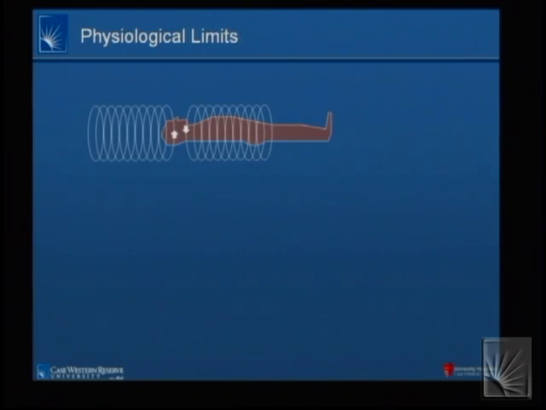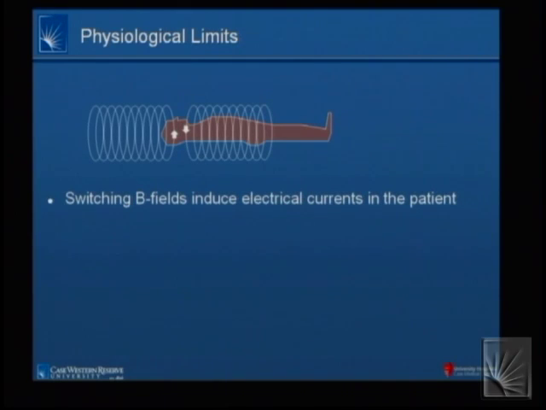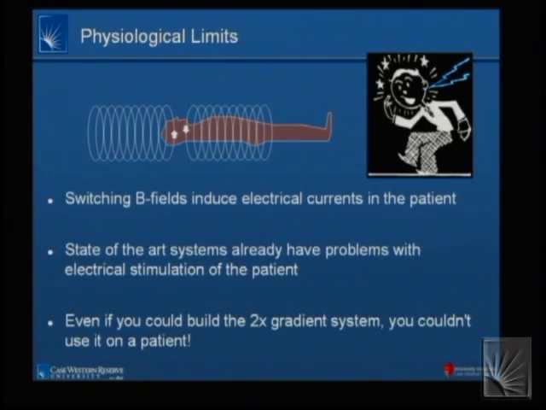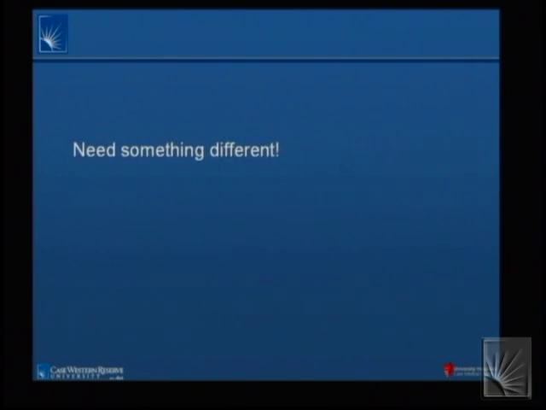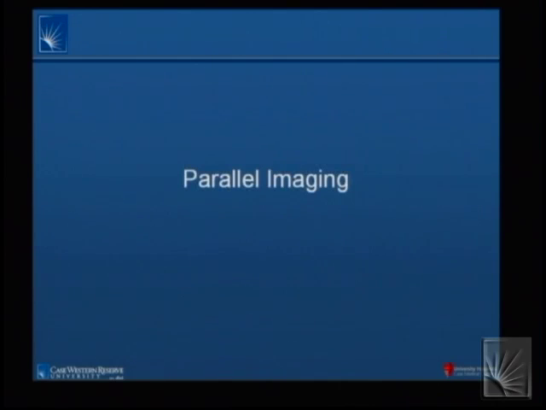And finally, we get to the physiologic limits, and that is that the switching magnetic fields induce electric currents in the patients. As these fields are turning on and off, our body is conductive, and therefore we're creating currents inside the body that cause our physiologic systems to sense it. And so the state of the art that we have already available today is right at the limits of what a patient can feel, and going higher than that would exceed what we could essentially tolerate in patients. So we need something different.